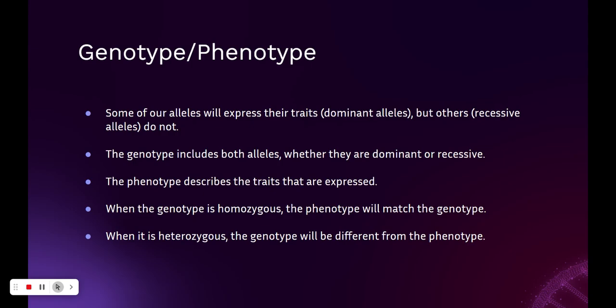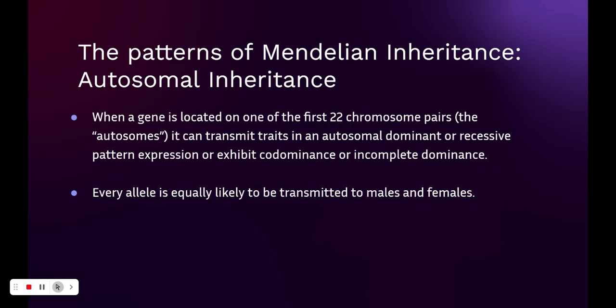Okay. Genotype, phenotype, it's a very simple idea. We all have 2 sets of alleles. Some alleles will express their traits and others don't. The genotype includes both alleles, whether they're dominant or recessive. The phenotype describes the traits that are expressed. When your genotype is homozygous for a certain trait, your phenotype will match the genotype for that trait. When it's heterozygous, the genotype is different from the phenotype because you're hiding that recessive gene.